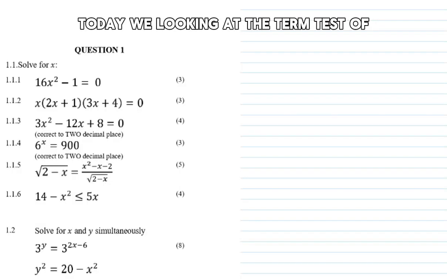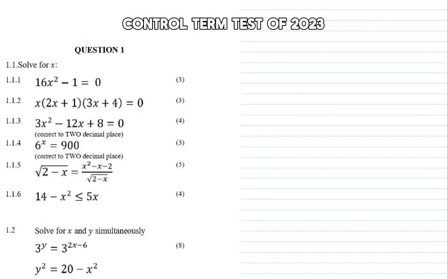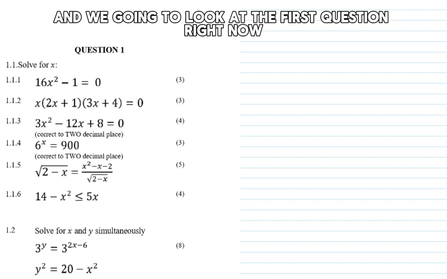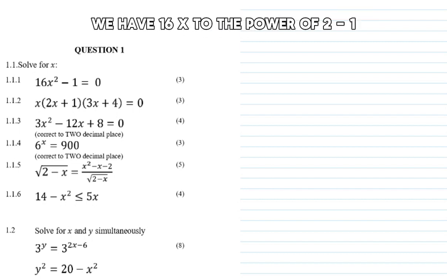Today we're looking at the control test of 2023. It was set up out of 100 marks and we're going to look at the first question right now. So the first question there we have 16x to the power of 2 minus 1.